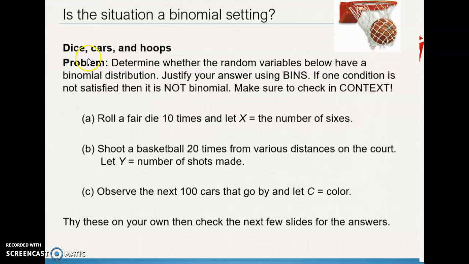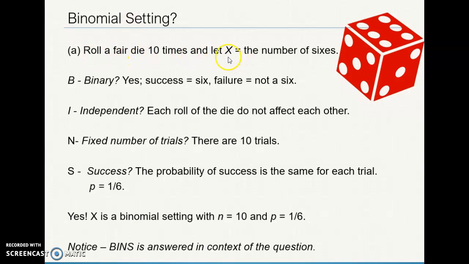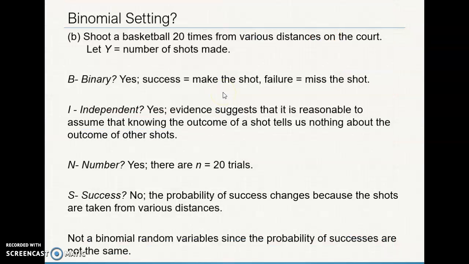All right, so take a look at this first one. When we roll a dice 10 times, X was the number of 6s. Yes, this is binary. It's either success or failure, 6 or not a 6. It's independent. Each roll does not affect each other. There are 10 trials. There's a fixed number of trials, and the probability of success each time is 1/6. So this is a binomial setting with n equal to 10 and p equal to 1/6. So we could say this is a binomial distribution with n equal 10 and p equal 1/6. And notice these are all in context. It doesn't just say yes, success or failure, independent, yes. We're talking specifically about the rolls of the dice.